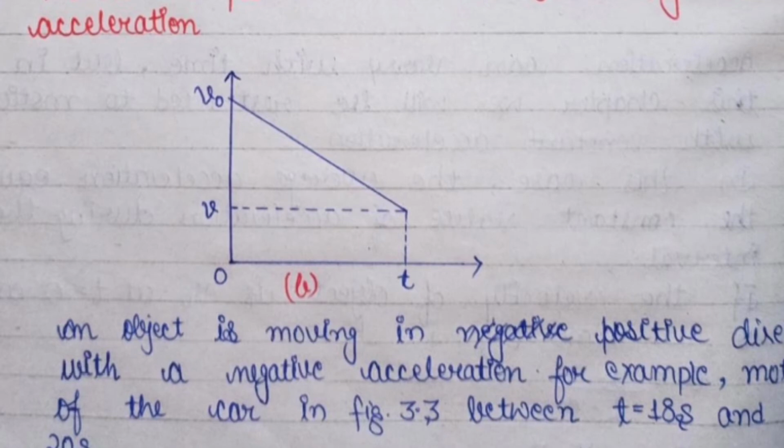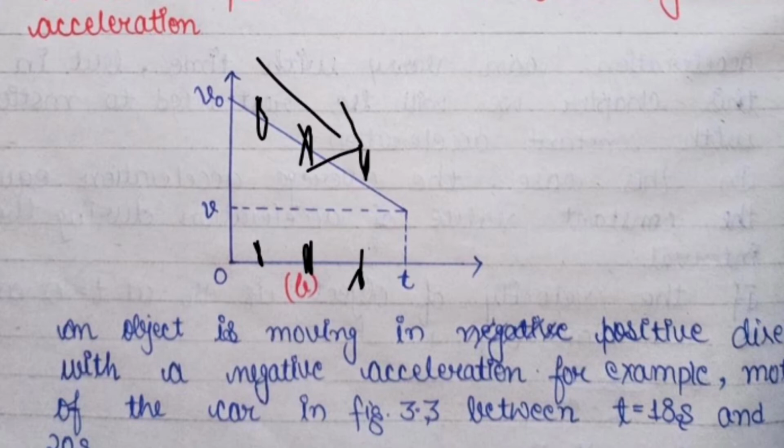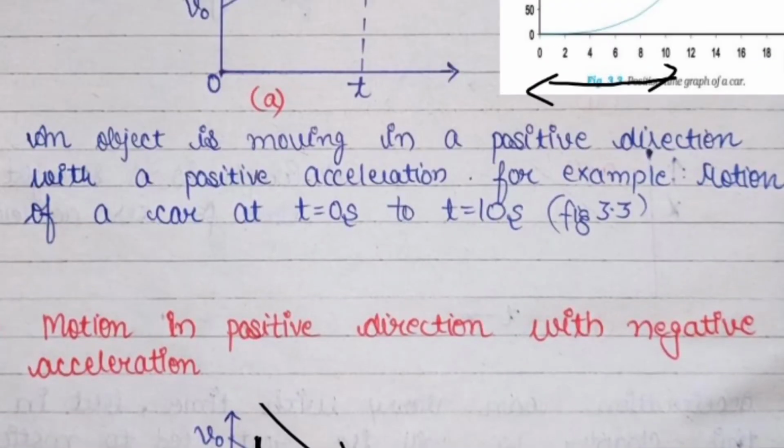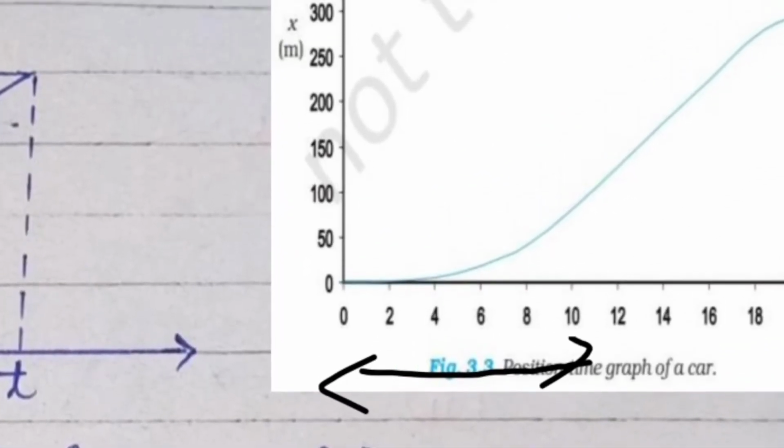As here, at t equals 0, just imagine velocity is 10 meter per second. At t equals 5 seconds, velocity comes to 8 meter per second. Then at 10 seconds, velocity comes to 6 meter per second, decreasing by 2 meter per second at equal intervals of 5 seconds. So an object is moving in positive direction with a negative acceleration. For example, motion of a car in figure 3.3 from t equals 18 to t equals 20 seconds, somewhere here.